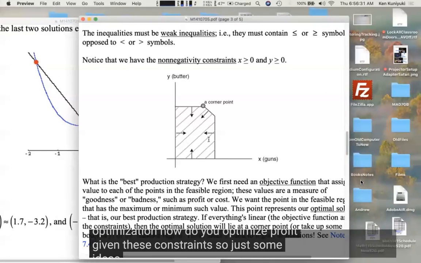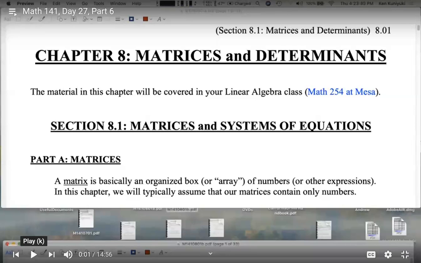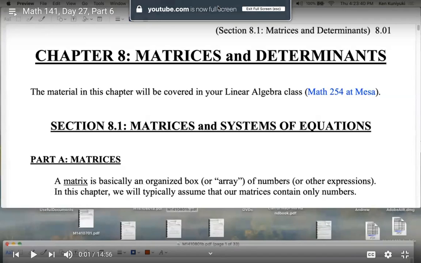So just some ideas from chapter 7. All right, so before we get on to chapter 8, and I'm sure you knew what I was going to do here, but all right, chapter 8, movie time.